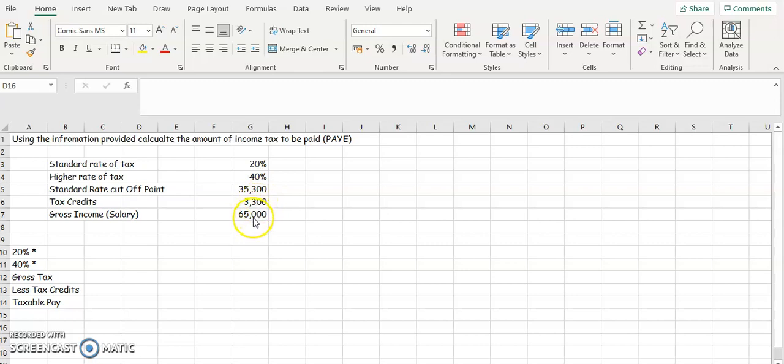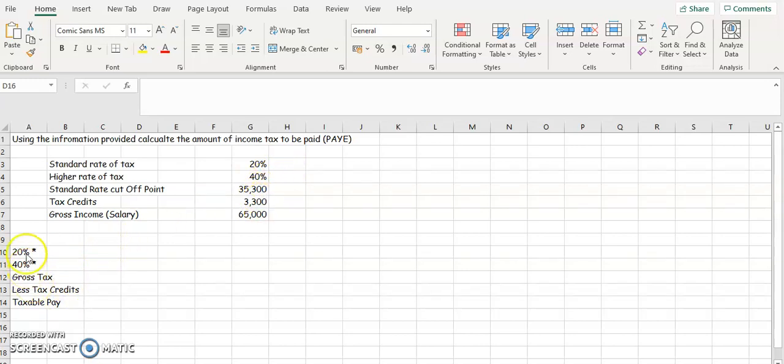So we're going to see their gross salary, which is 65,000. We're going to take away 35,300, and that figure then is going to be 40%. That's going to give you your standard rate of tax and your higher rate of tax. You're going to add those two taxes together, and then you're going to take away your tax credits.